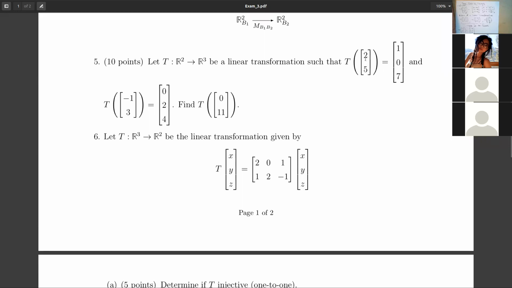Primarily in the sense that if I can take a linear combination of this vector v1, (2, 5), and maybe vector v2, (-1, -3, -1, 3), and get a linear combination of those two vectors to arrive at this vector (0, 11), then I can perform the same linear combination on the image vectors. And it makes the computation much, much simpler.